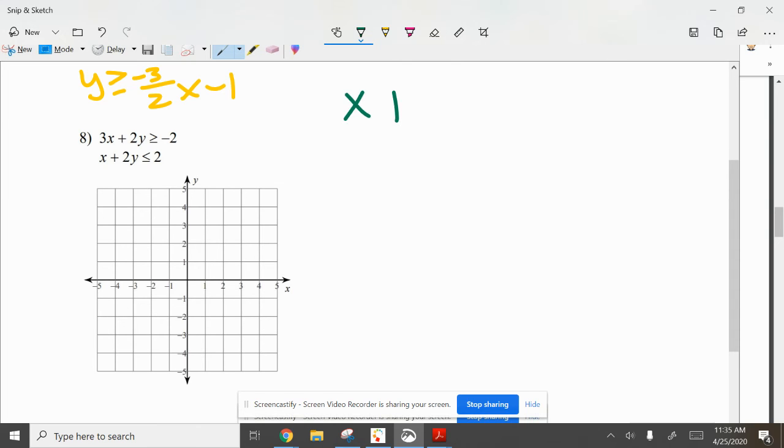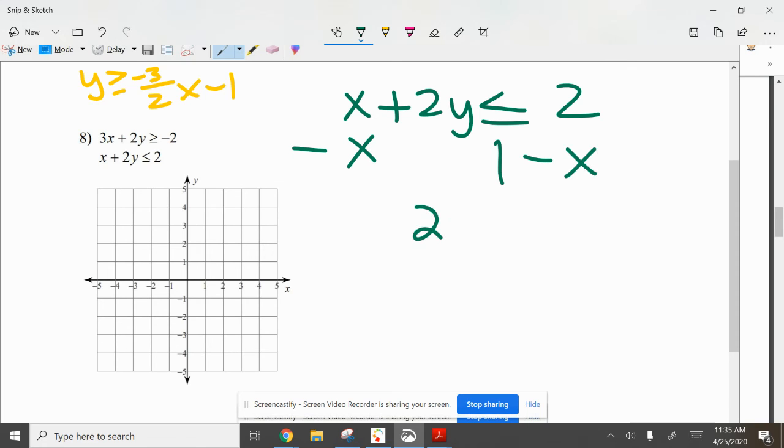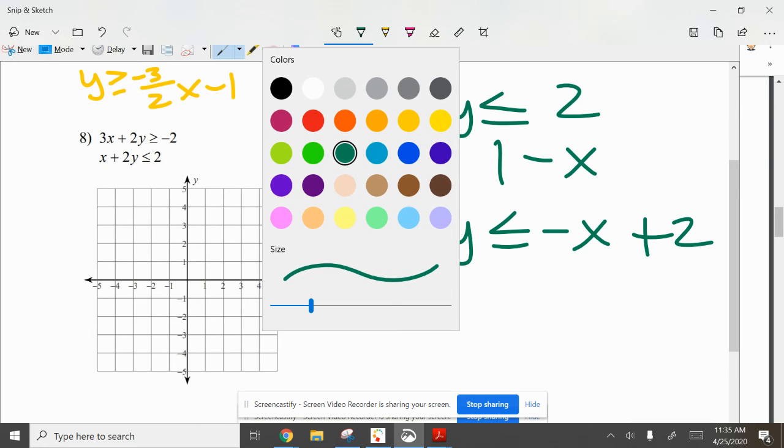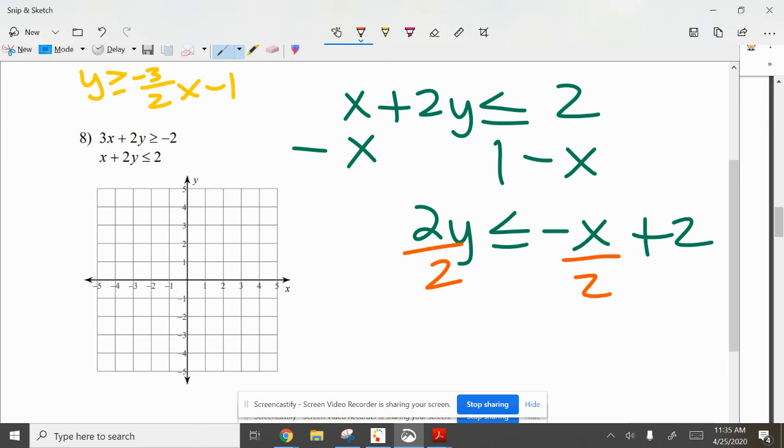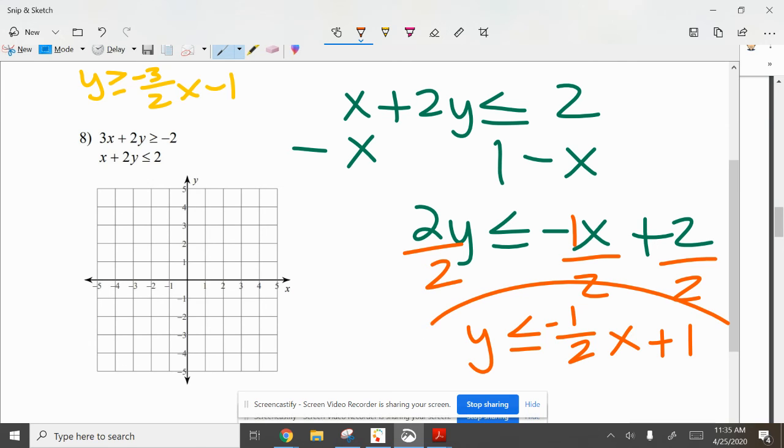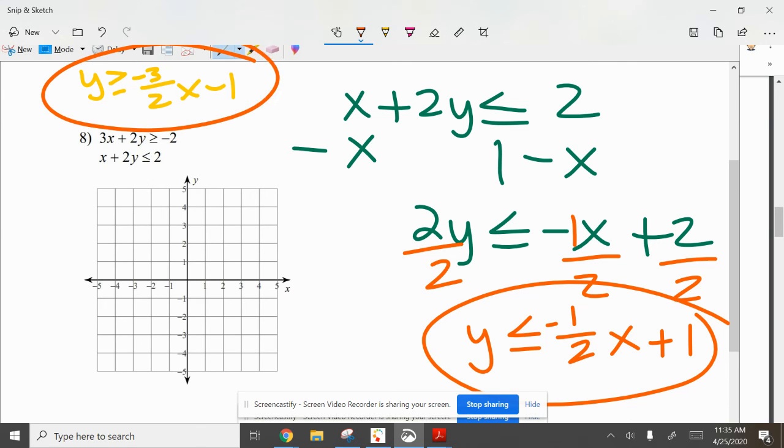So we have x plus 2y is less than or equal to 2. Okay. Now, subtract the x. 2y is less than or equal to negative x plus 2. Okay. Then I'm going to divide by 2. So I'm going to get y is less than or equal to negative 1/2 x. There's a 1 there. Plus 1. Okay. Now we're going to graph these both. Both these are here. All right. Let's go ahead and graph these two.